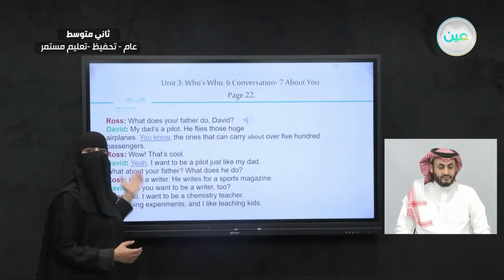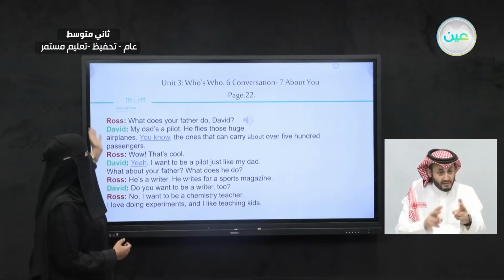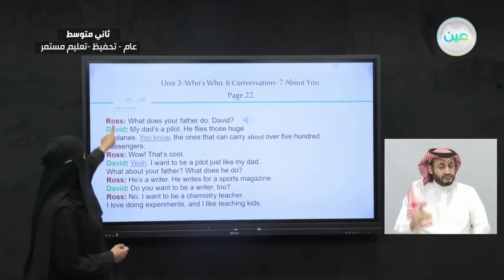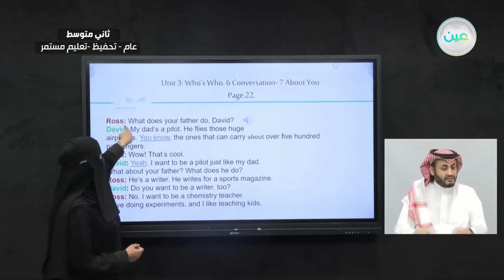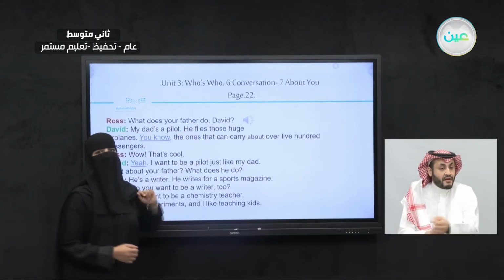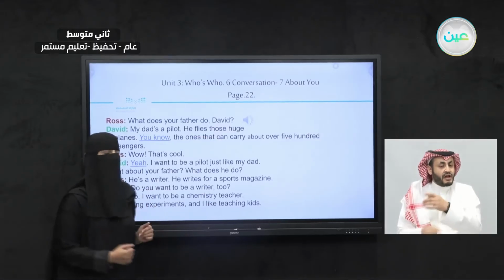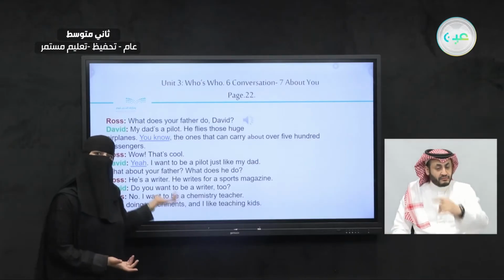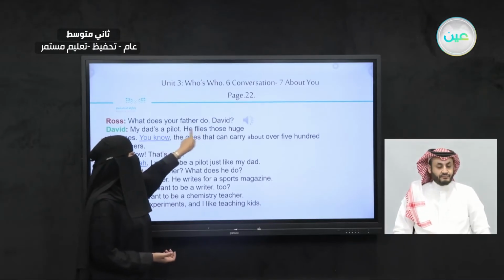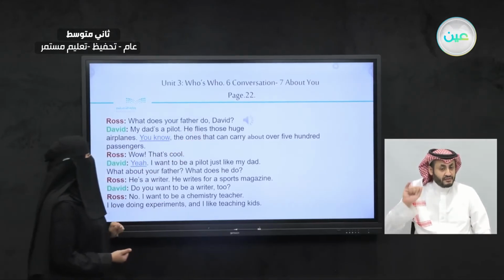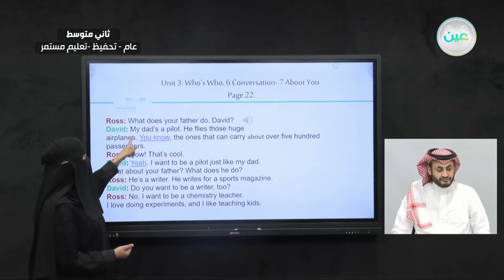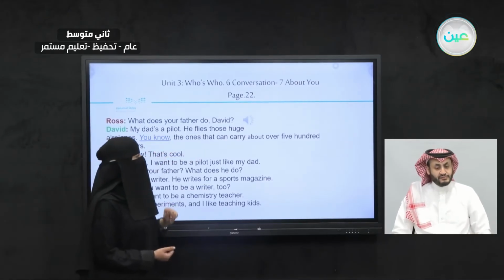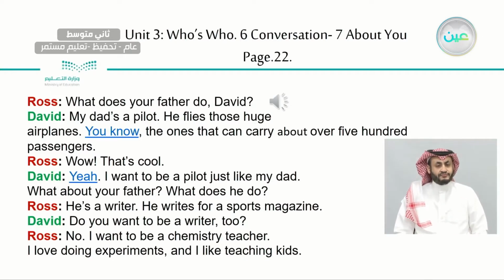So now we heard the conversation between the boys, Ross and David. Now, let's take a look here. So the first question was from Ross. What does your father do? That means, what is his job? So David said, my dad's a pilot. He flies those huge airplanes. So what does he do as a pilot? He flies huge airplanes. Then he said, you know, the ones that can carry about over 500 passengers?